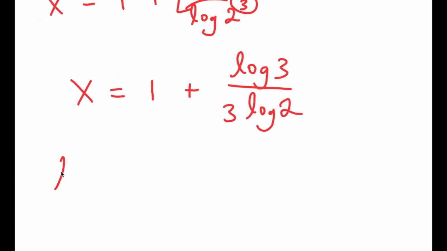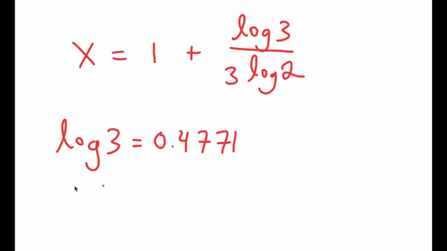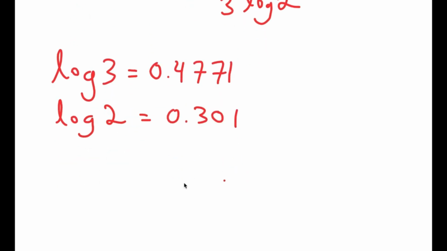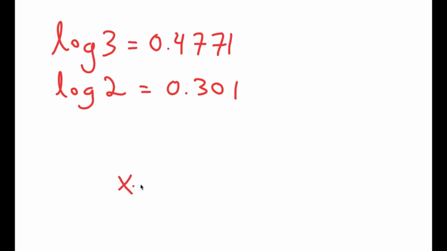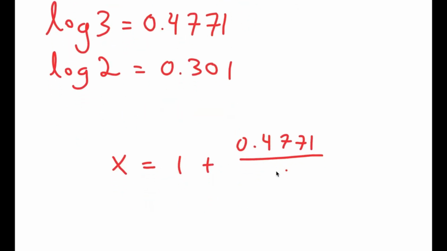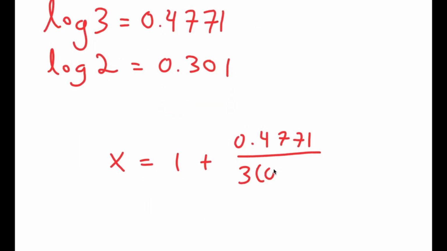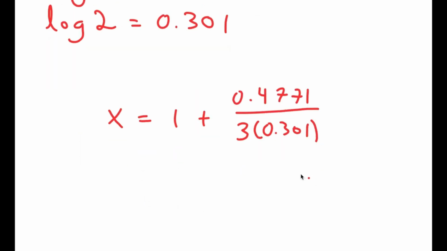Now, from here, log 3 is equal to 0.4771, and log 2 is equal to 0.301. So I get x is equal to 1 plus 0.4771 over 3 times 0.301.